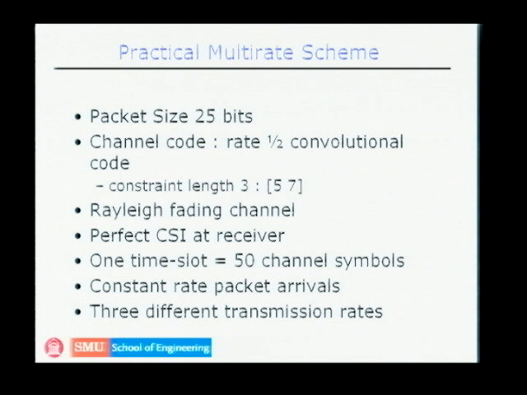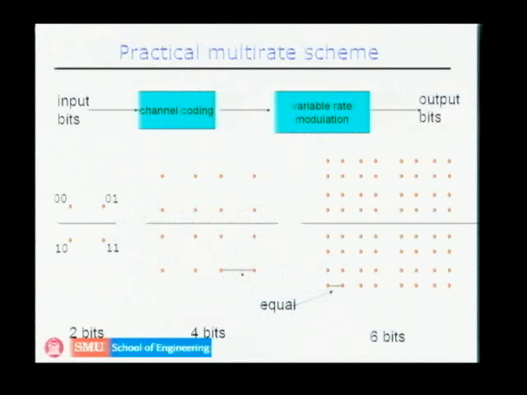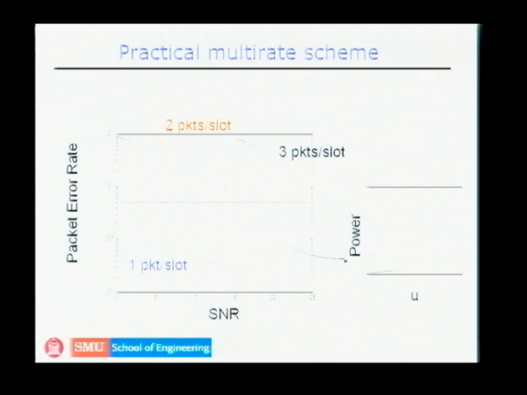And in this case, I considered just constant rate packet arrivals, but actually, we will consider other rates too. 3 different transmission rates. The point I'm trying to make is, let's say you use these 3 different modulation schemes to send 2 bits, 4 bits, or 6 bits, which let's say correspond to 1 packet, 2 packets, or 3 packets over a 50 symbol period. All right. If you were to use this type of constellation scheme and you plot the packet error rate versus SNR for each of those.